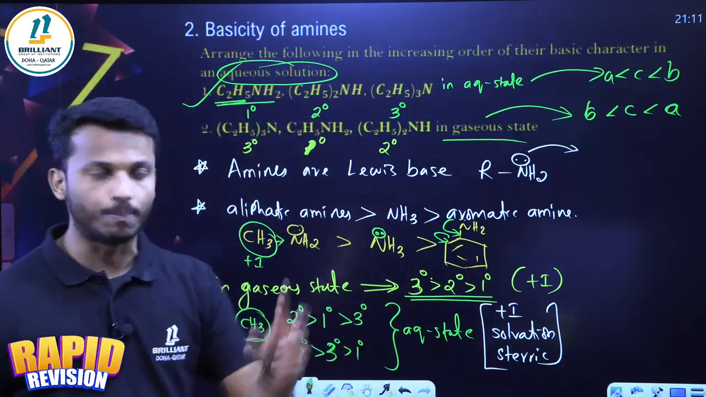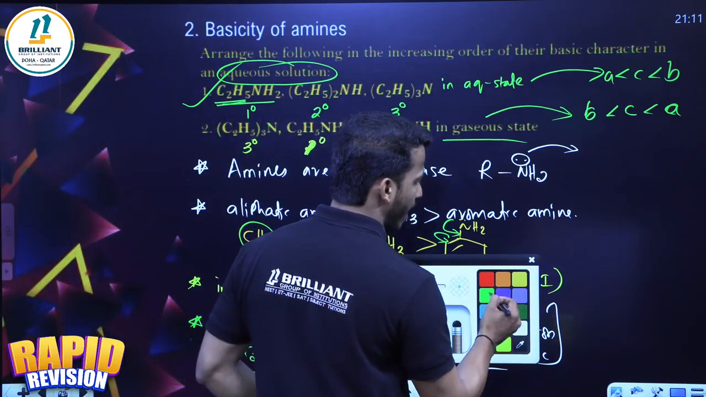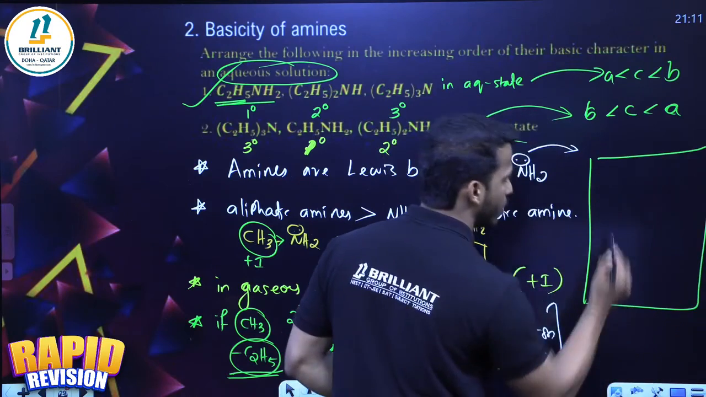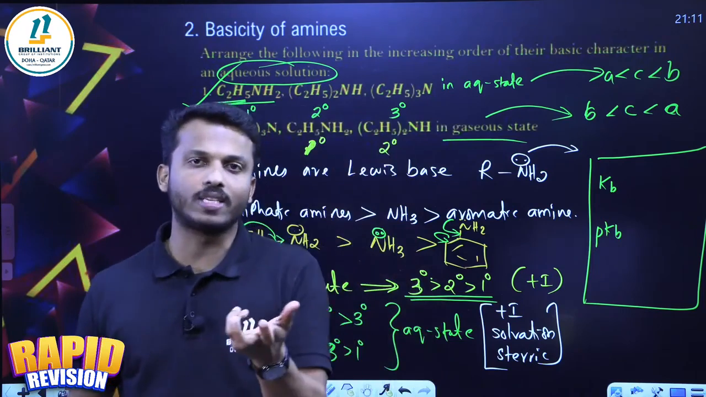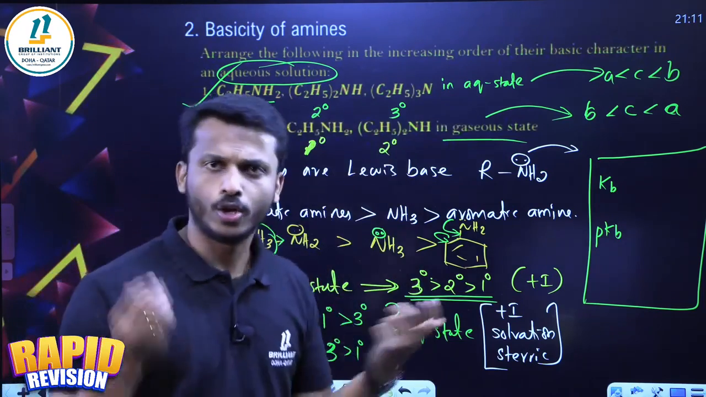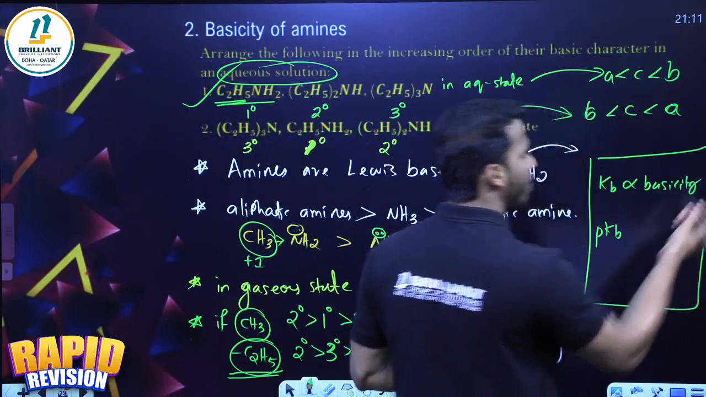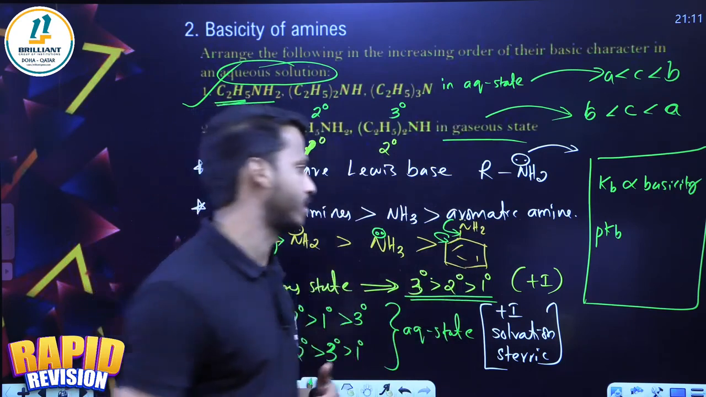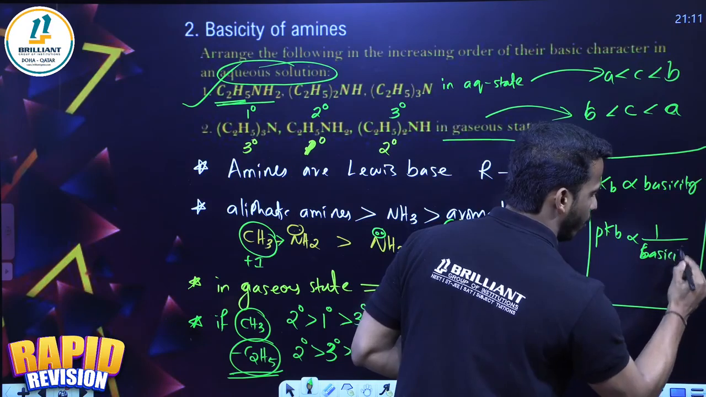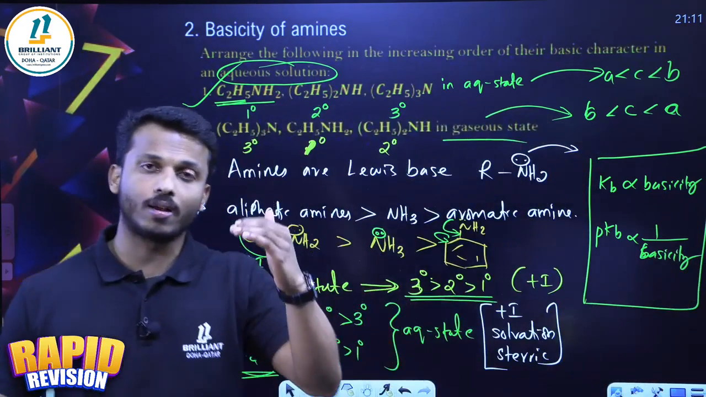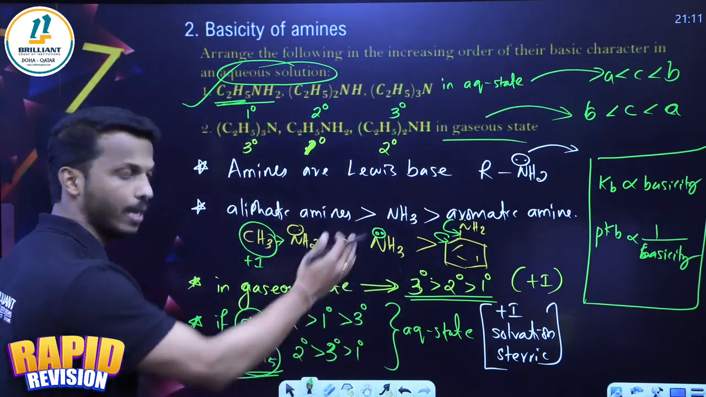pKb, Kb are also very important. Please notice, all of you, for every base we will say two values. One is Kb value, one is pKb value. Similarly, for an acid, we will say Ka value and pKa value. You know very well, Kb value is directly proportional to basicity. As Kb value increases, basicity increases. Whereas pKb value is inversely proportional to the basicity. Remember all of you, careful. Higher the Kb, higher the basicity. Higher the pKb, less basic. Clear all of you? Please remember that point also.